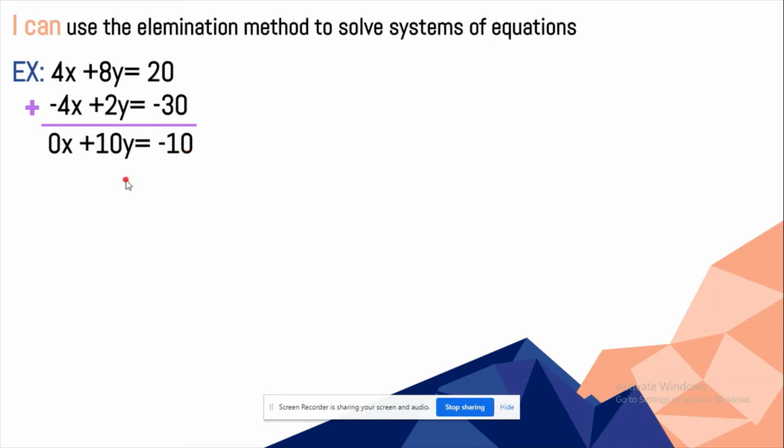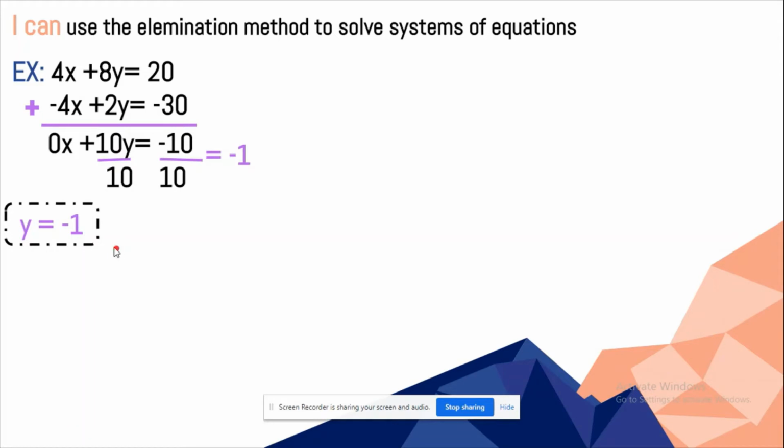So now we canceled one variable. Now we have one variable, so we can solve it. Now what we want to do is leave that variable alone, and by doing that we can divide both sides by 10. So 10 divided by 10 is 1, we don't have to write that, and negative 10 divided by 10 is negative 1. So now we know the value of y, which is negative 1.